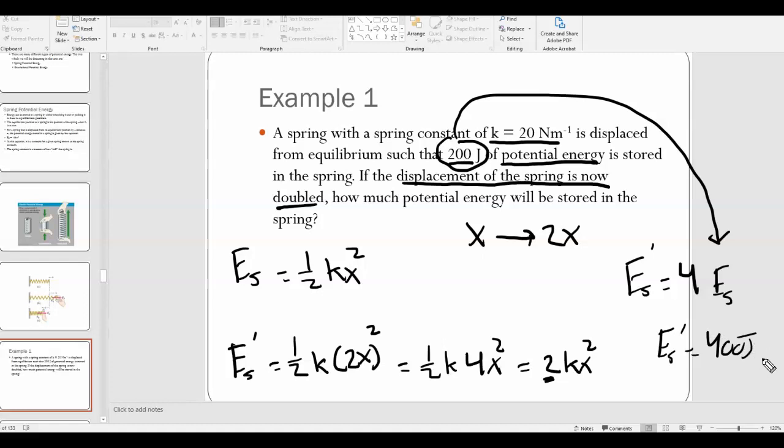Now, this is not the only way I could have approached this problem. What I could have done is I could have just taken my equation for spring potential energy, plugged in the 200 joules, plugged in the K value, solved for x, then doubled the x value, taken that value and plugged it back into the equation. And I could have done that, but this was easier to do as a proportional reasoning question. Okay, so pause there if you need to look at that some more.